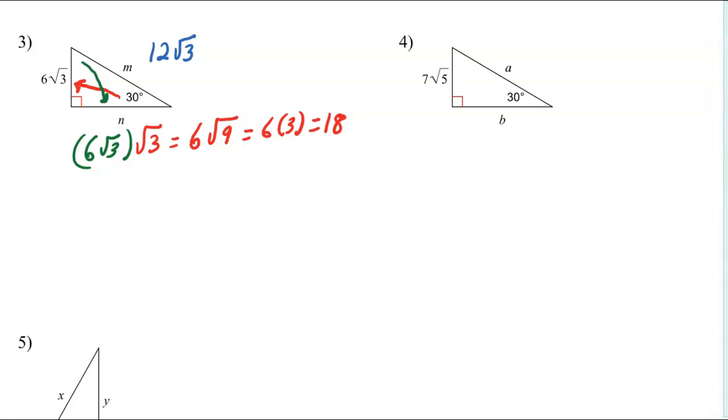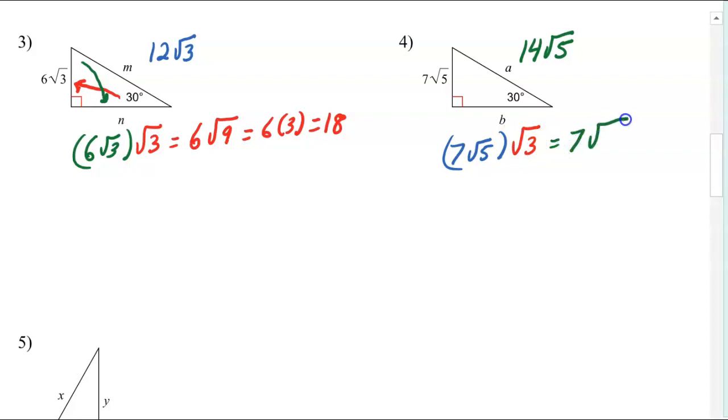In number 4, we have the short leg to be 7 root 5. To get the hypotenuse, we're going to double it. So 14 square root of 5. So when you double 7, you get 14. To get the long leg, we're going to take the short leg and multiply by root 3. Doing that, we will get 7 square root of 15.